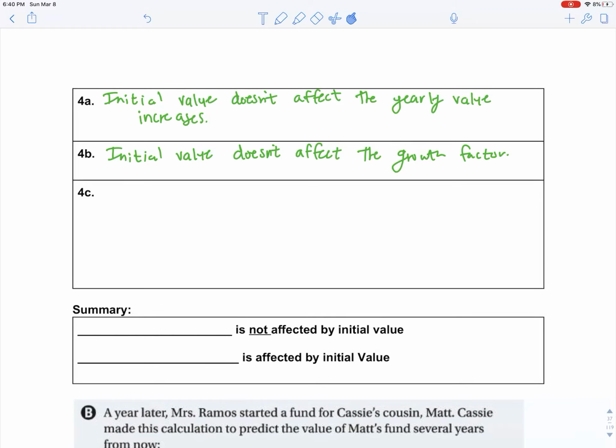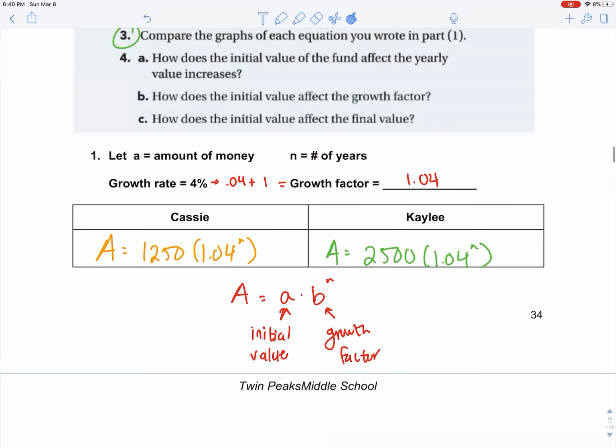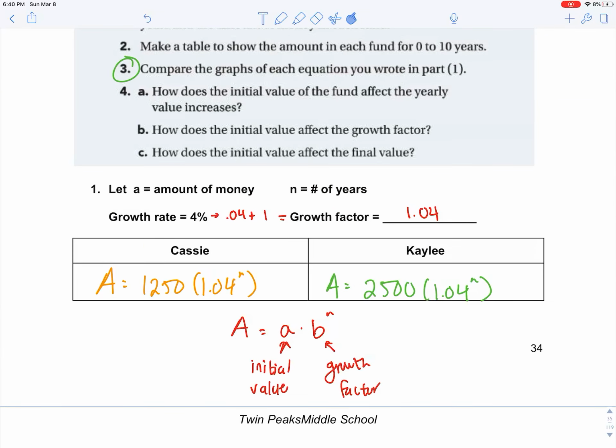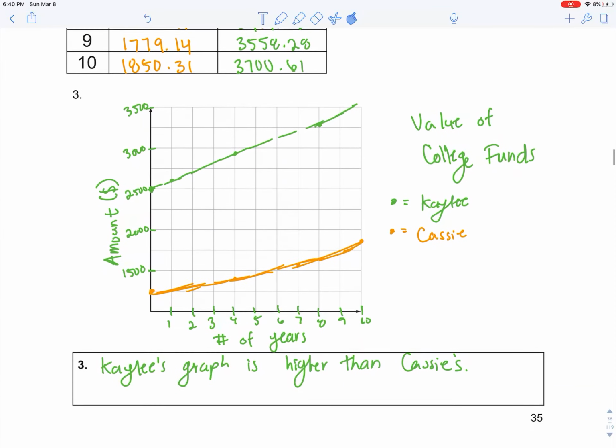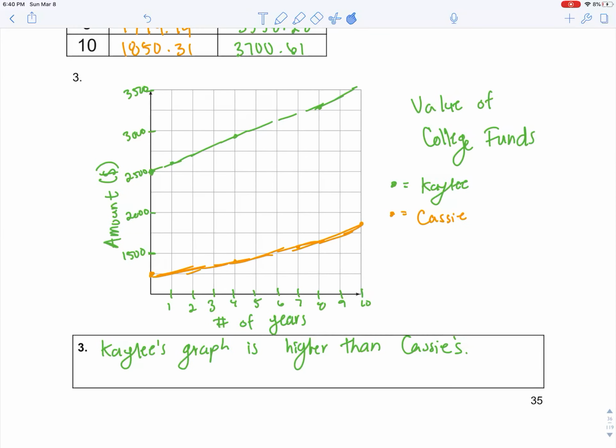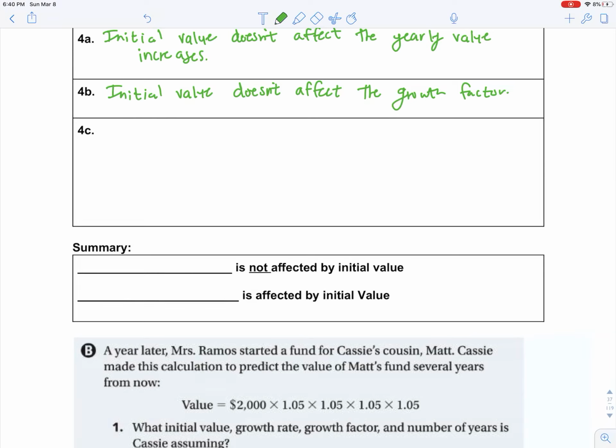Okay, the last part of question 4, we're trying to figure out if the initial value really affects anything. How does the initial value affect the final value? In other words, how does the initial value affect the amount of money? Well, if you notice, Kaylee's graph is much higher than Cassie's graph, and therefore Kaylee's college fund is going to have much more money in it. So the initial value does affect the final value.